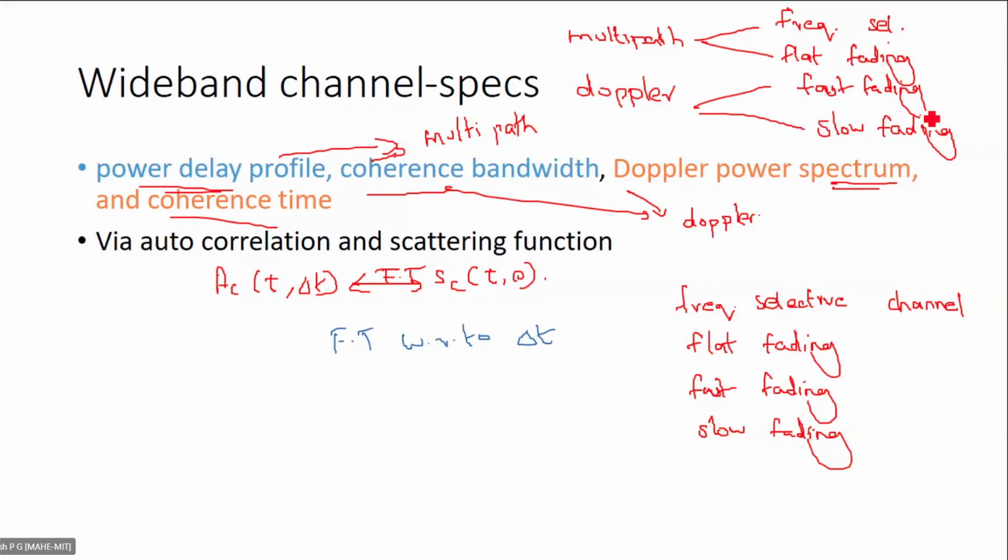Okay, so today we'll be considering the first two terms, why power delay profile is important, and why coherence bandwidth is important, and we will see these parameters today. And in tomorrow's, Thursday's class, we'll see what is meant by Doppler power spectrum and coherence time.